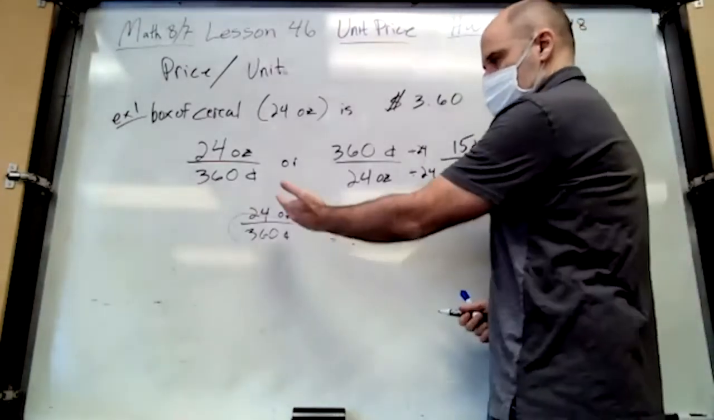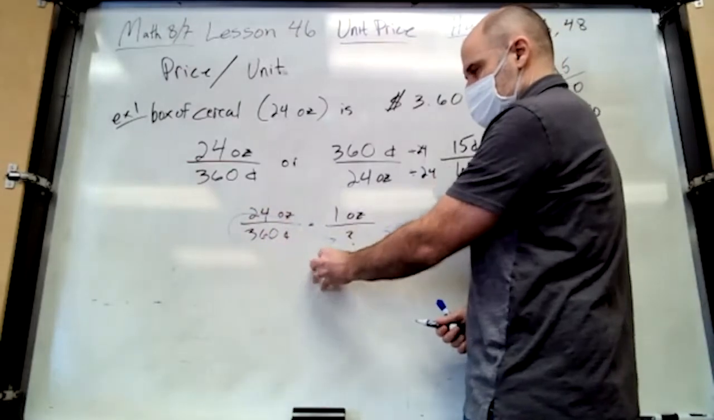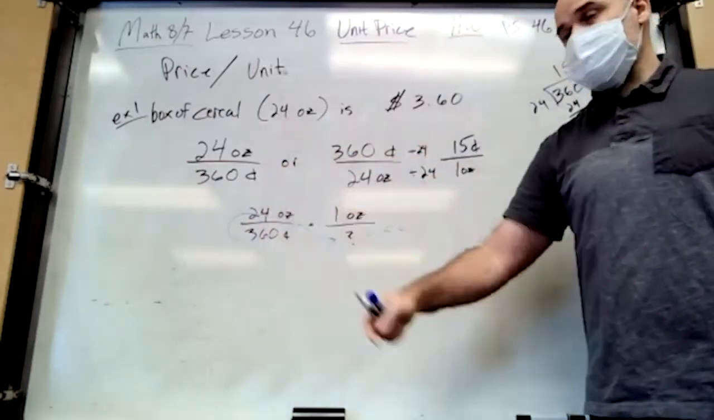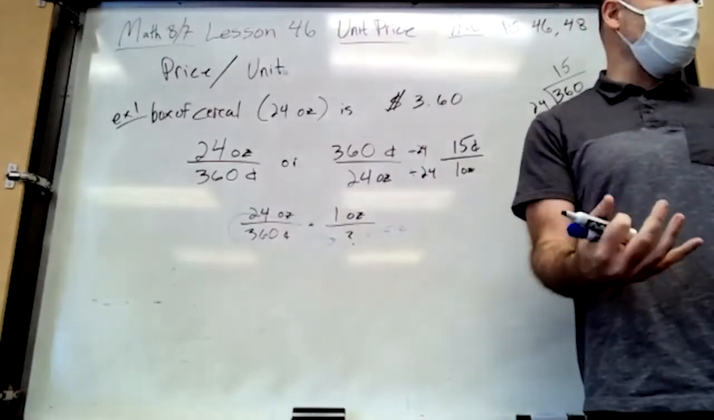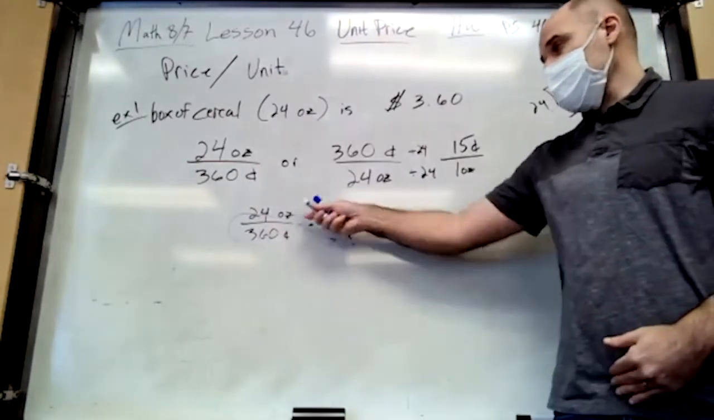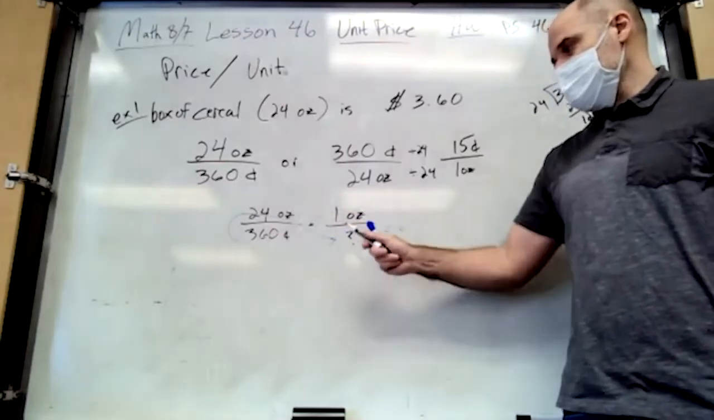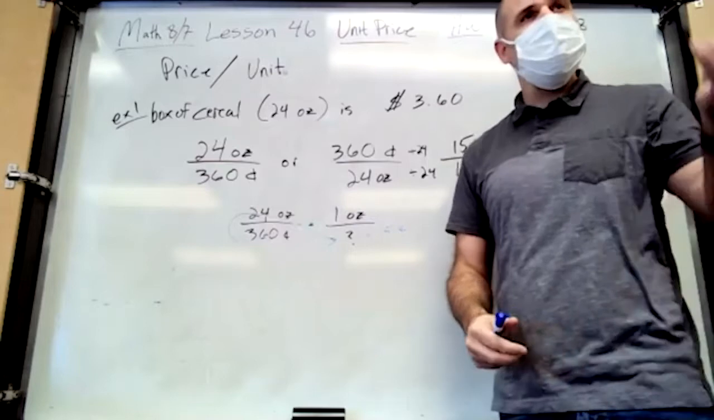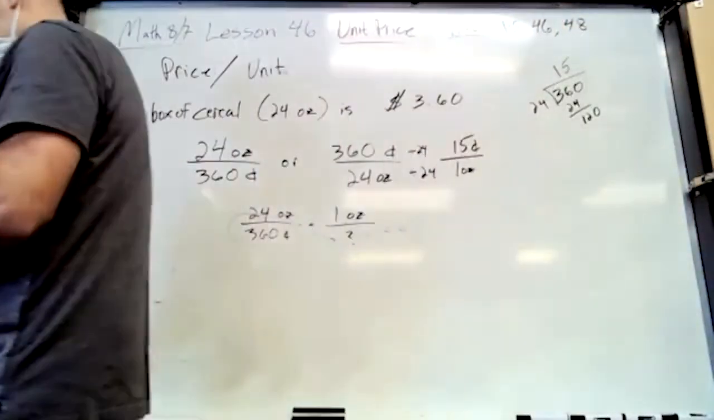So this is just an equivalent fraction too. You can just reduce that fraction. If you reduce that fraction, 24 goes into both 24 and 360. Divide them both by 24 and you get 1 ounce and 15 cents. That's it. All right, let's see if you guys can do this one by yourself.